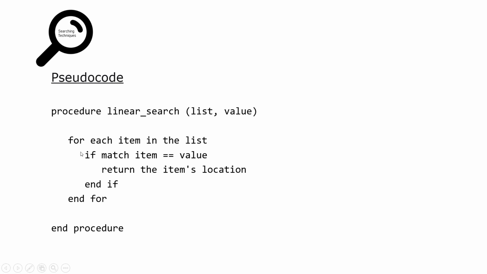So, for each item in the list, meron tayong condition. Sa kada isang item, meron tayong condition. Kung nag-match yung item natin sa value na hinahanap natin, i-return natin yung location niya. Kung hindi, balik ulit tayo, increment katulad ng nasa illustration kanina.